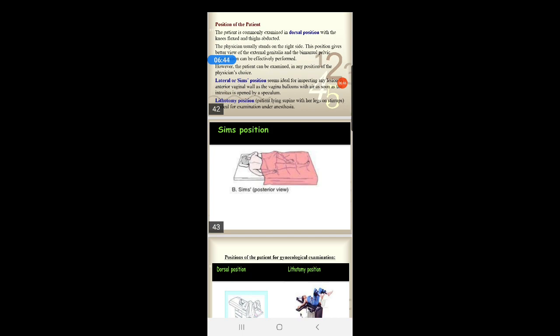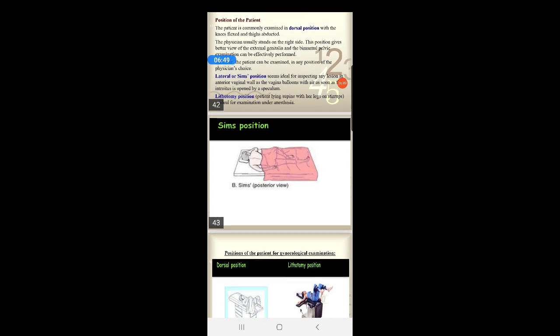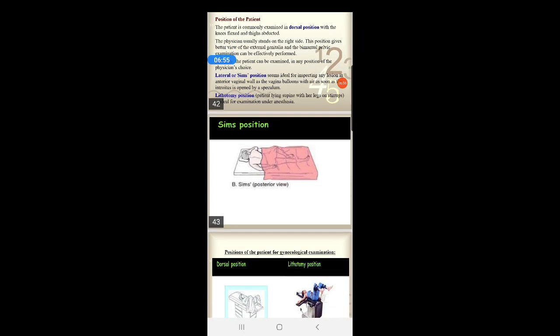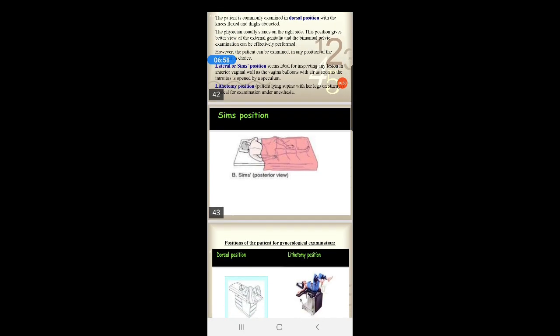So this is the Sims position. You can see here the Sims position. It seems ideal for inspecting any type of lesions present in the anterior vaginal wall. It is suitable for anterior vaginal wall pathologies.